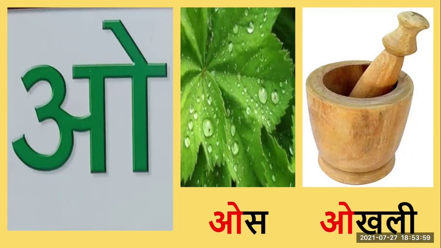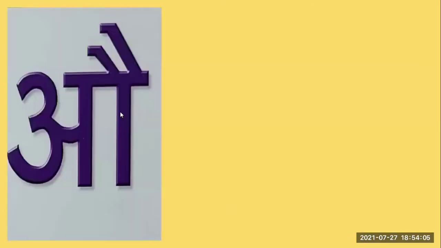Oakley. This letter is called O. After O comes the letter OW. If you see here, children, there is A. When you draw one line above it, it becomes O. When you draw two lines above it, it becomes OW. This letter is pronounced as OW.